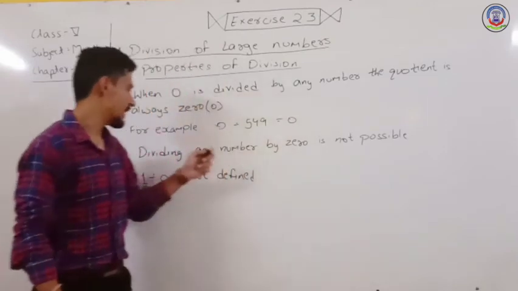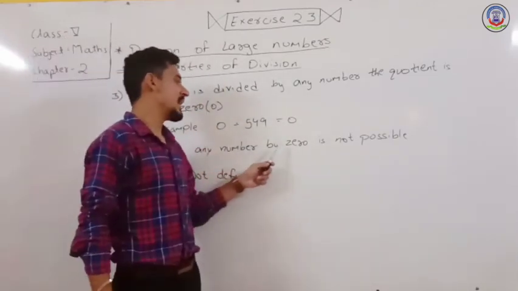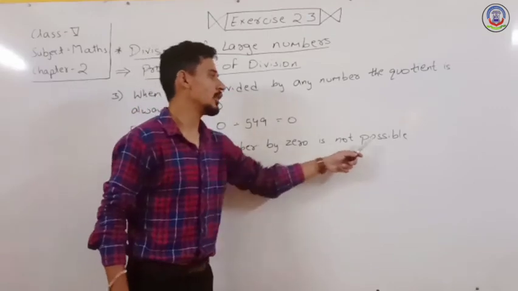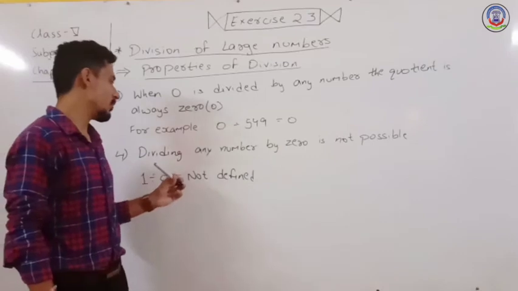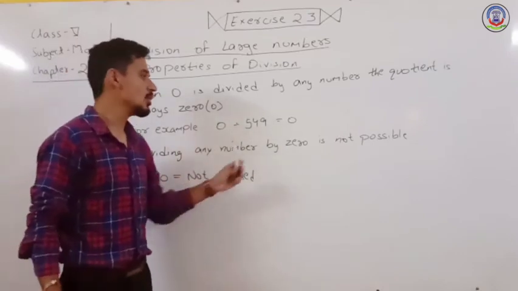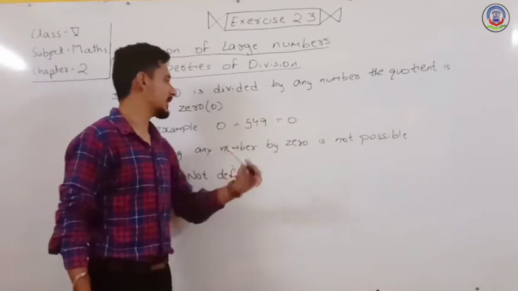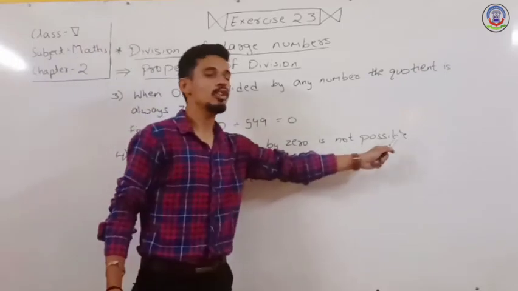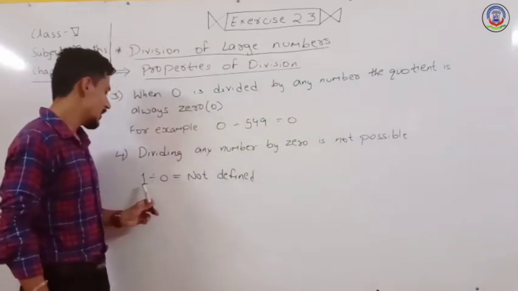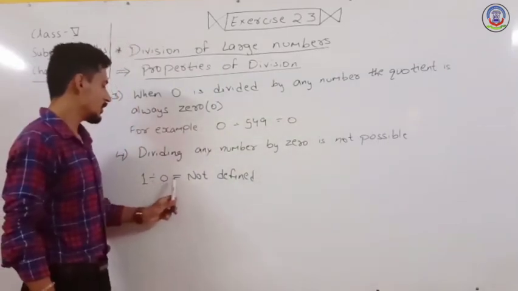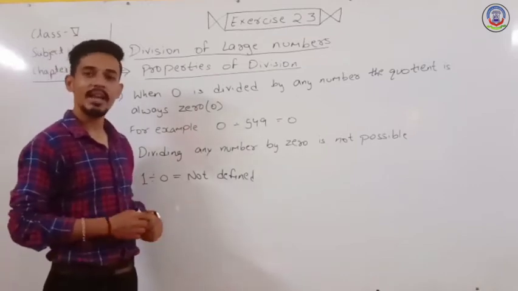नेक्स्ट, फोर्थ नंबर, डिवाइडिंग एनी नंबर बाय 0 इज नॉट पॉसिबल. इसमें क्या बताया गया है हम लोग को कि जब भी हम लोग कोई भी नंबर को 0 से डिवाइड करते हैं, कोई भी नंबर को 0 से डिवाइड करते हैं तो वो क्या होता है? नॉट पॉसिबल, यानी ऐसा हम लोग कर ही नहीं सकते हैं. तो एग्जाम्पल, 1 डिवाइड बाय 0 इक्वल्स टू नॉट डिफाइंड, मतलब कि हम लोग का ये पॉसिबल नहीं है.